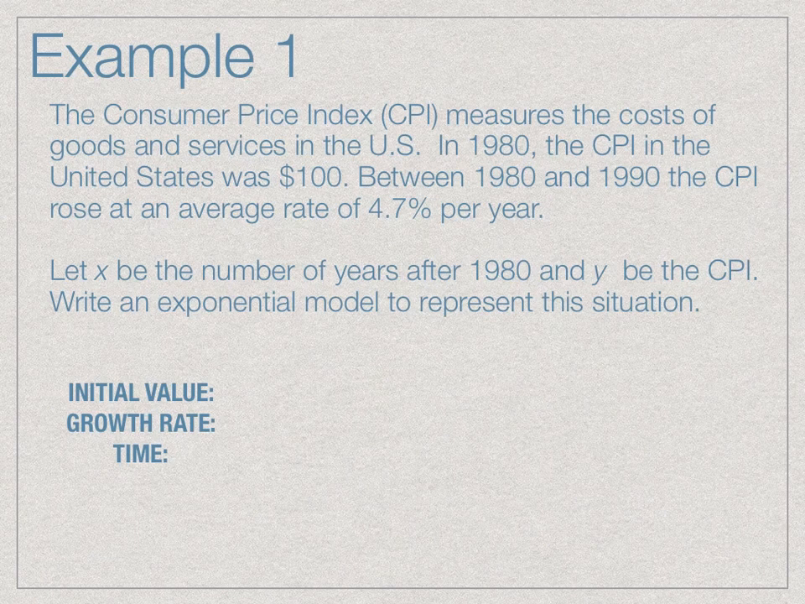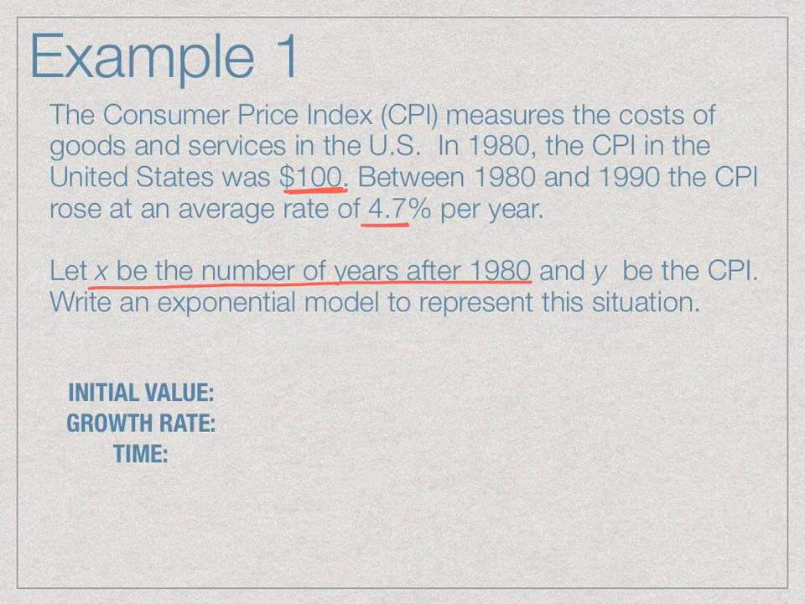So looking at the information given here, the CPI, and you don't necessarily have to understand what the CPI is to be able to do this problem, started with a value of $100, okay? And then between 1980 and 1990, we're growing by 4.7% per year. And then X is the number of years starting at 1980, okay? And we're going to calculate what the CPI would grow to.